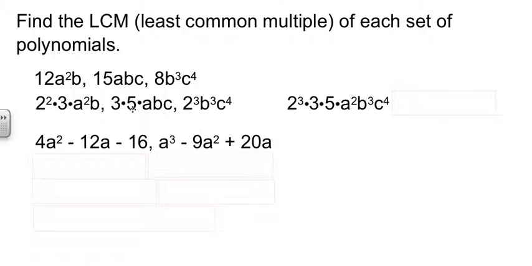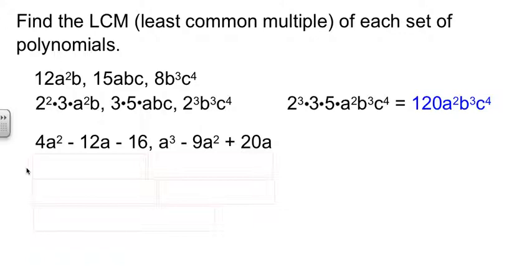I also need a 5. I need 2 A's because there's 2 A's here and nothing higher. 1 B, 1 B, 3 B's, so I need 3 B's. 1 C, 4 C's, so I need 4 C's. Cleaning up the arithmetic, we get 120 a squared b to the third c to the fourth. Just like you found LCMs back in elementary, same set of rules apply, we just have variables involved.